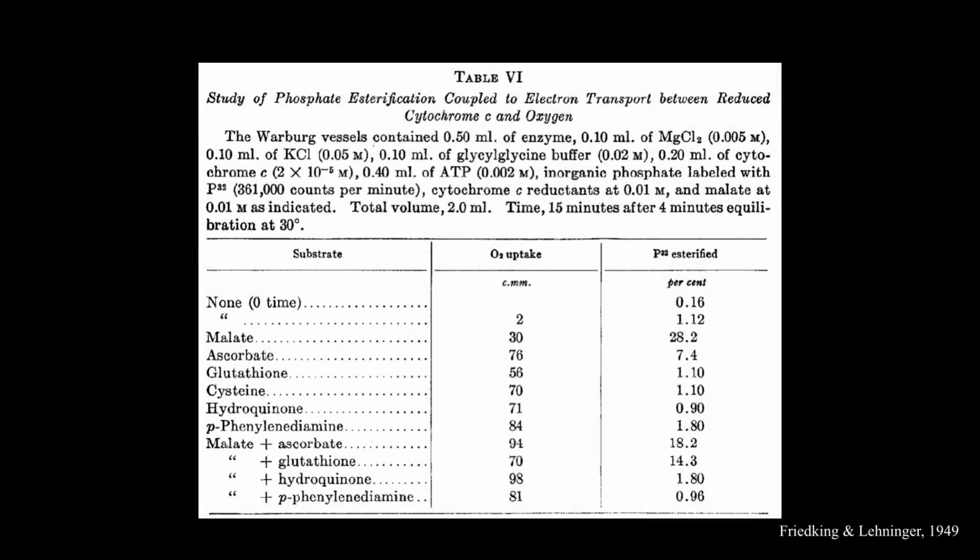And so here they incubated ATPase, cytochrome C, ATP, and P32 in the presence of various molecules capable of reducing cytochrome C and assessed how much oxygen uptake and esterified P32 there was in the presence of these molecules. And here malate was used as a positive control for phosphate esterification.